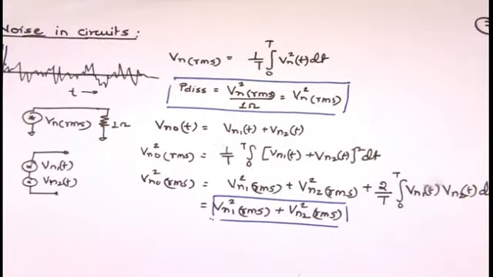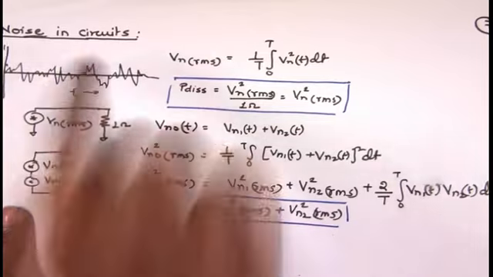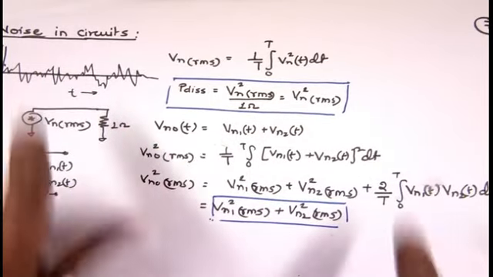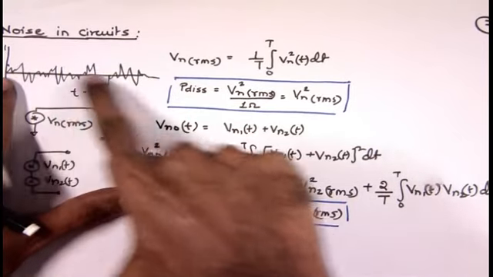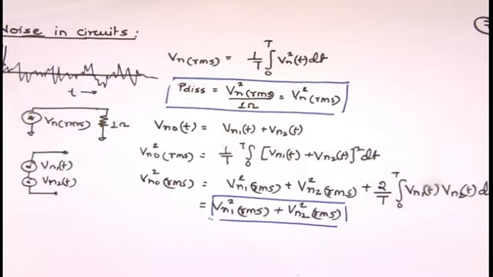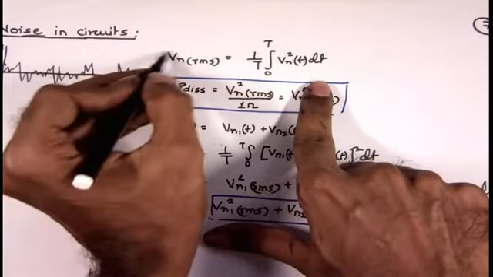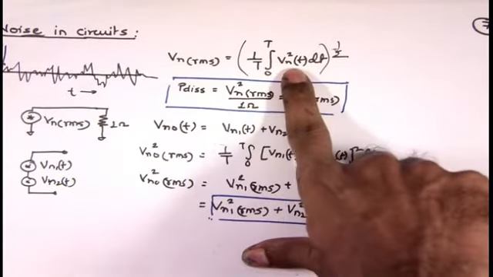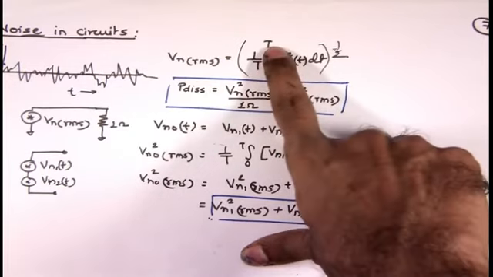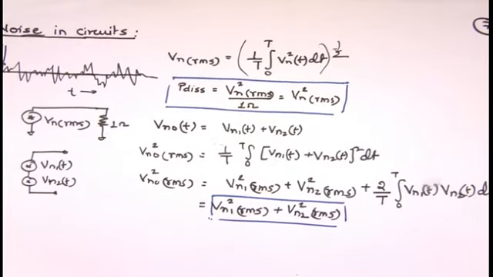Although noise is an aperiodic signal, completely random, one way to quantify it is to look at the RMS value. What is the RMS value of a particular noisy signal? If you take the mean of this signal, of course it is going to be zero. Mean of a completely random signal will be zero, but the root mean square value we can find out by taking the square of the signal over time, integrating it over a sufficiently large duration T, and then dividing by T, taking the square root.